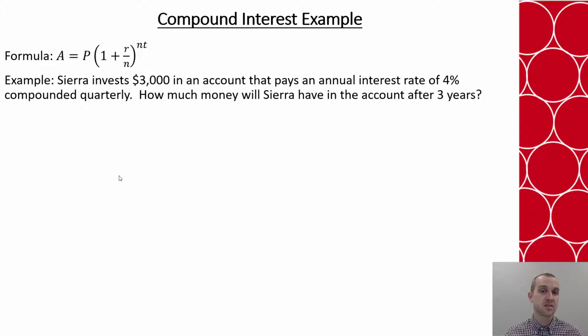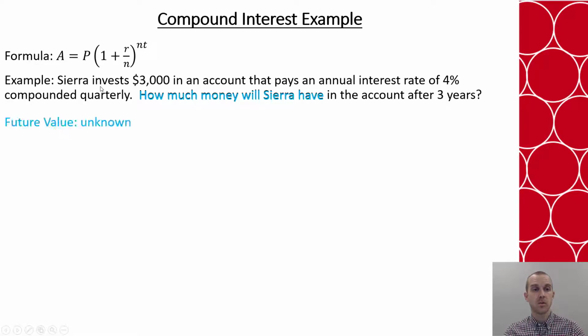Now, let's look at some examples to help us understand how to calculate with compound interest. So Sierra invests $3,000 in an account that pays an annual interest rate of 4% compounded quarterly. How much money will Sierra have in the account after 3 years? So first thing, our future value. That's what we want to find out.